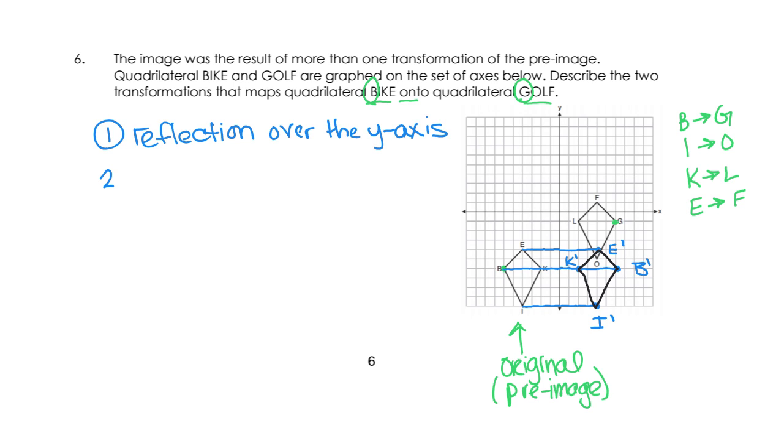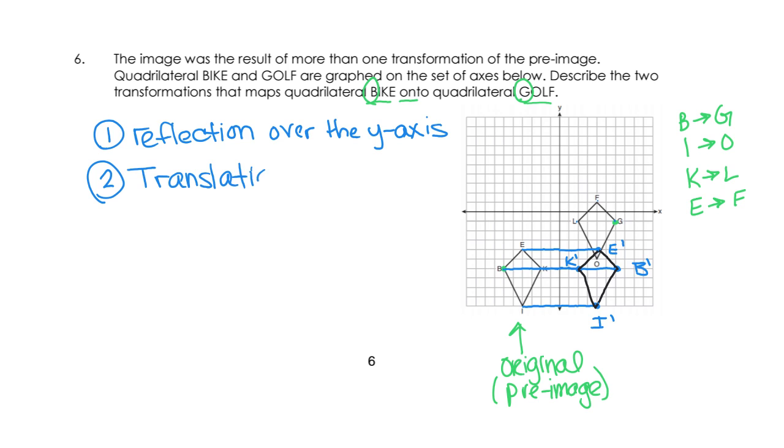Okay, and now we got to figure out the second thing. Okay, and then again, if you notice that, remember B is going to go onto G, I is going to go onto O, K is going to go onto L, and E is going to go onto F. All this quadrilateral needs is to be slid up, I think, right? If it goes straight up, all the right letters are going to fall on the letters they're supposed to. So this is going to be a translation.